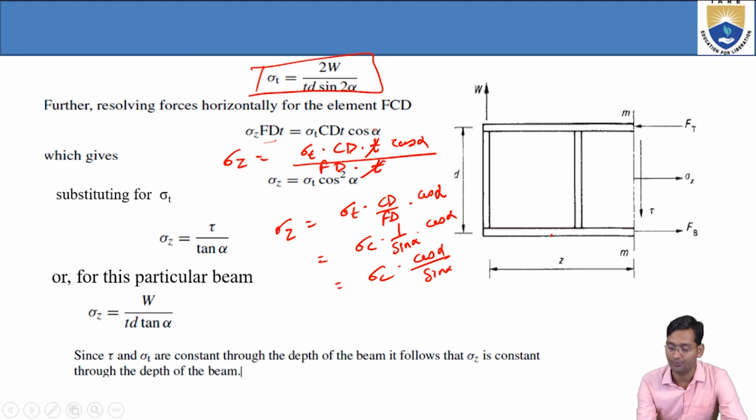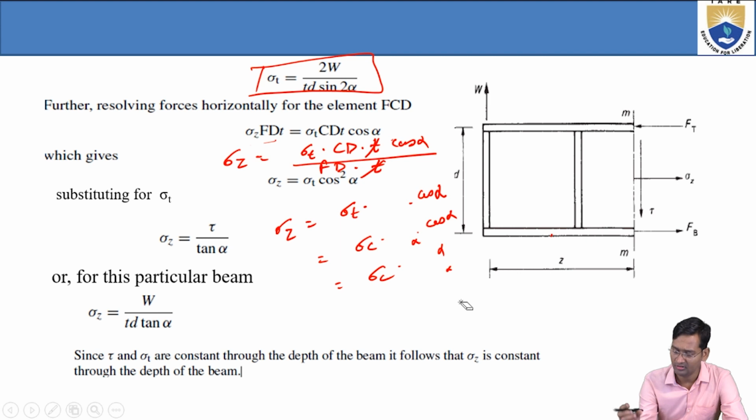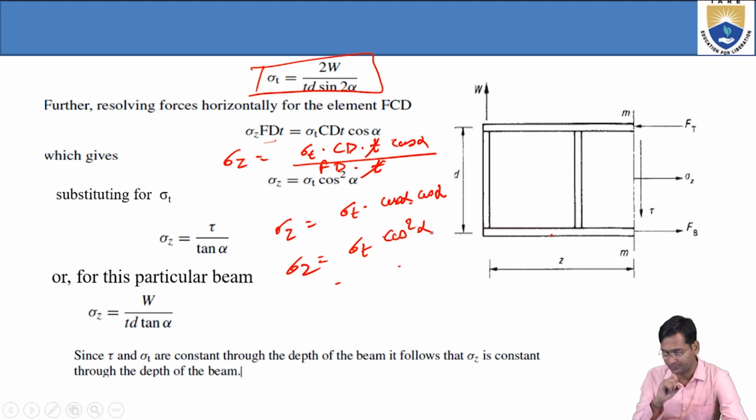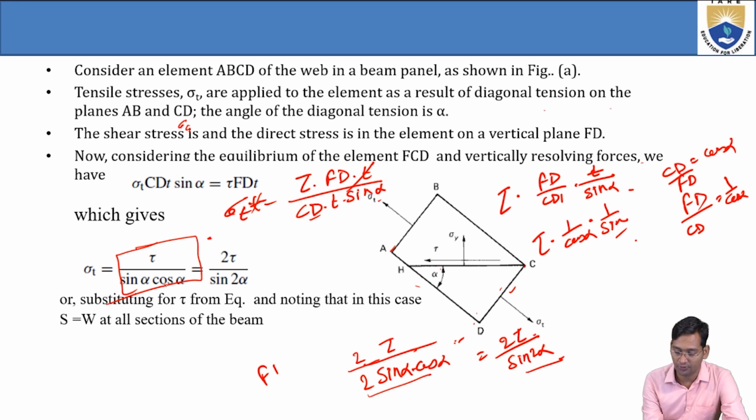So this CD by FD is cos alpha. So now this becomes sigma Z equals sigma T into cos square alpha. Now just substitute the sigma T value from before. That sigma T is 2 tau by sine 2 alpha.